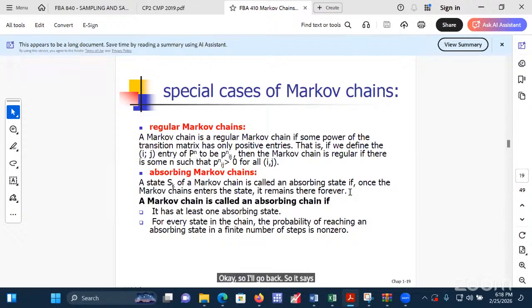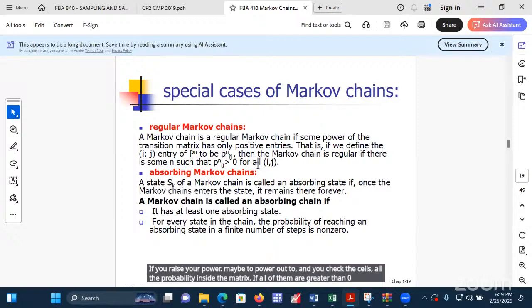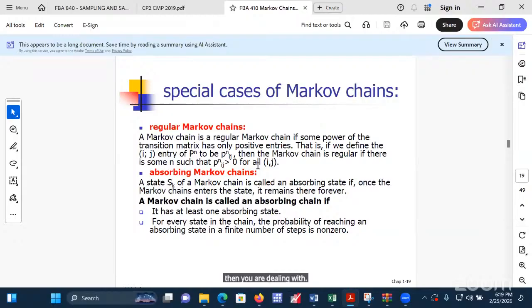It says a Markov chain is a regular Markov chain if some power of the transition matrix has only positive entries. That is, if we define p_ij, where i and j are states, from state i to state j, then it is regular if there exists n such that the probability p_ij raised to the power of n is greater than 0. What this is saying is, if you raise your matrix to maybe the power of 2 and you check the cells, and all the probabilities inside that matrix are greater than 0, then you are dealing with a regular Markov chain.